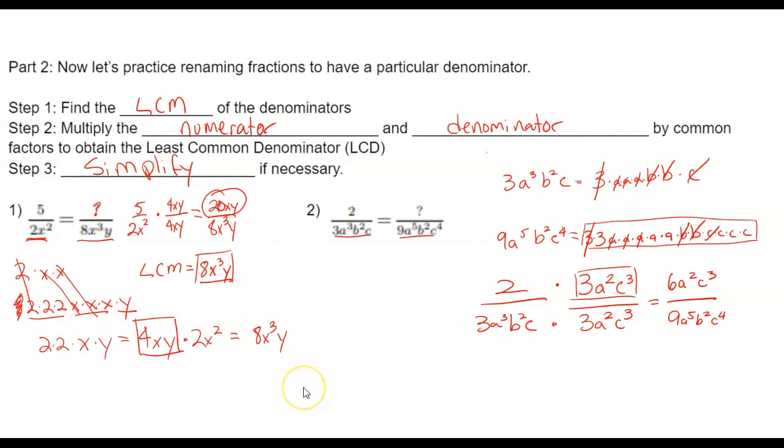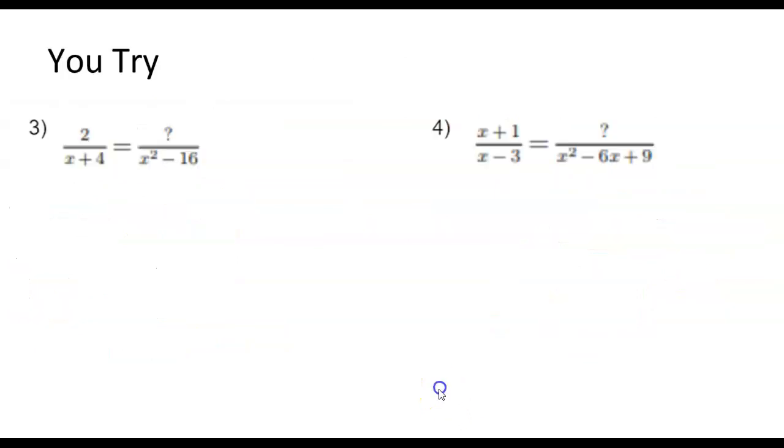I'm not going to worry about simplifying these yet. I am just going to talk about finding these least common denominators. We will work on simplifying later. So now I want you guys to give these a try. Take a second, freeze the video, and then come back and I will walk you through them.